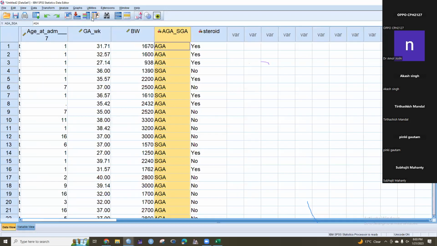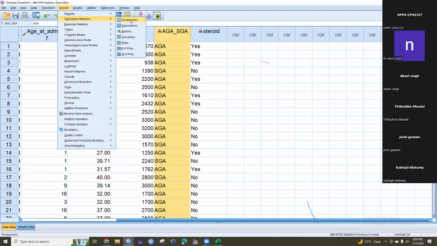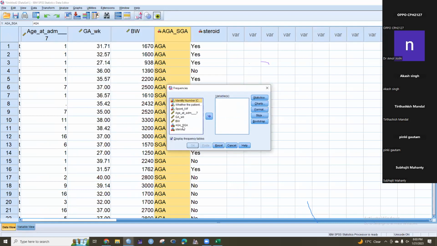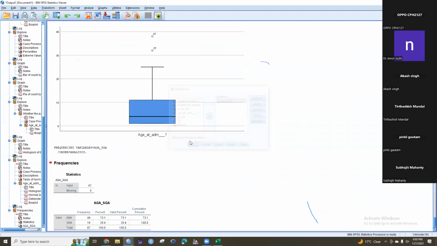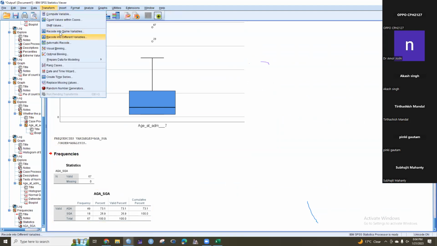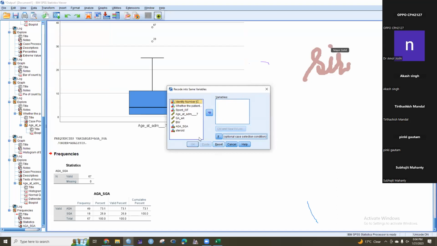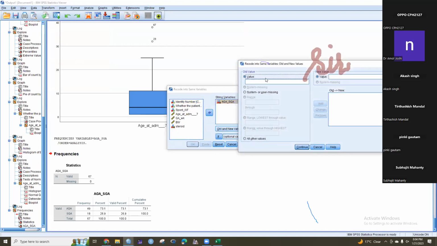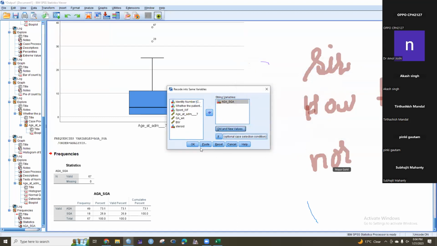For this, just go to Analyze, Frequency, and reset. I want to see what the outcome is. So AG and SGA. I will code AGA with 1 and SGA with 2. So I will go to Transform, Recode into Same Variables. I will reset it. AG, SGA, old and new value. So I will give AGA 1, add, and SGA 2, add, continue, and OK.